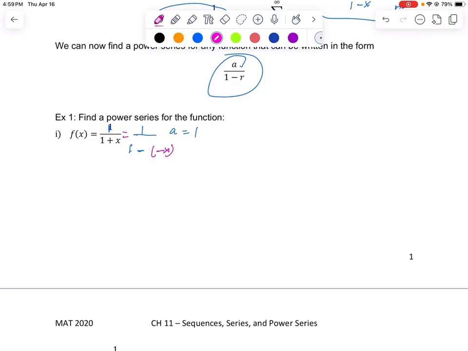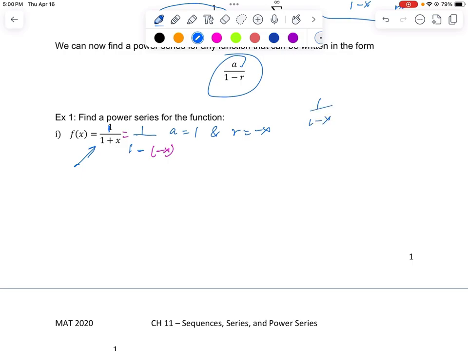1 minus negative x. That's what is at the bottom. So which gives you a is 1 and r is negative x. So now you can obtain the power series expansion of this function, which is 1 over 1 plus x, by replacing the x in the expansion of 1 over 1 minus x. We again write that as minus x.